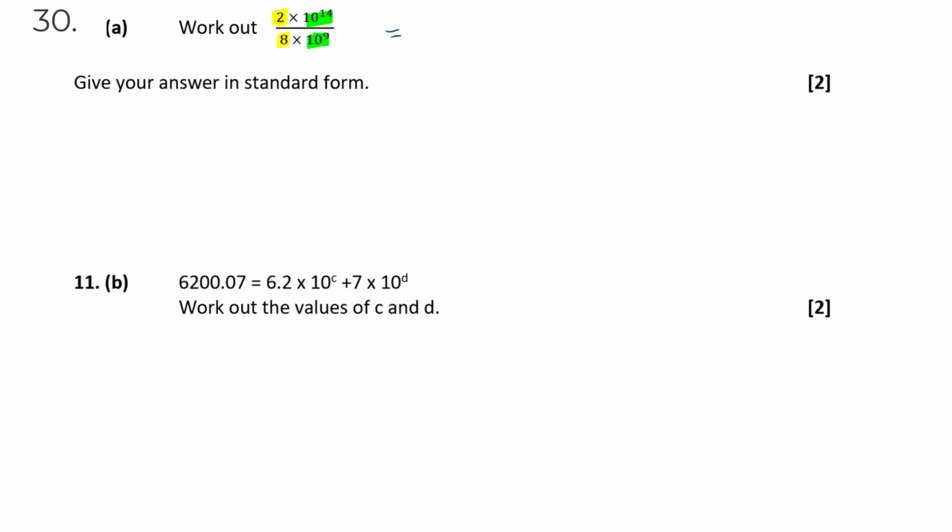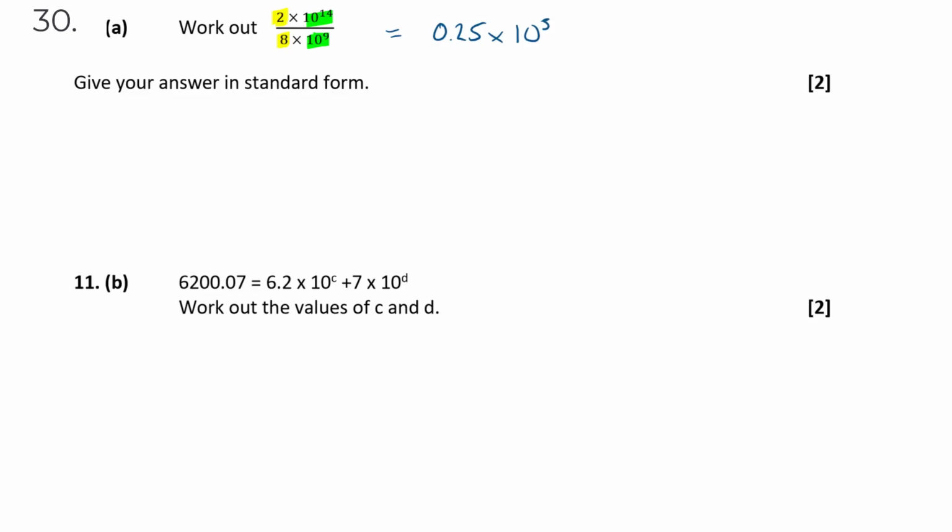Let's do the easy bit first. 14 subtract 9 is 5, isn't it? So it's going to give me 10 to the power of 5 as the power of 10. And then I've got 2 divided by 8. That's the same thing as 1 over 4, which is the same thing as 0.25, isn't it? So that is a quarter, or 0.25 times 10 to the 5.